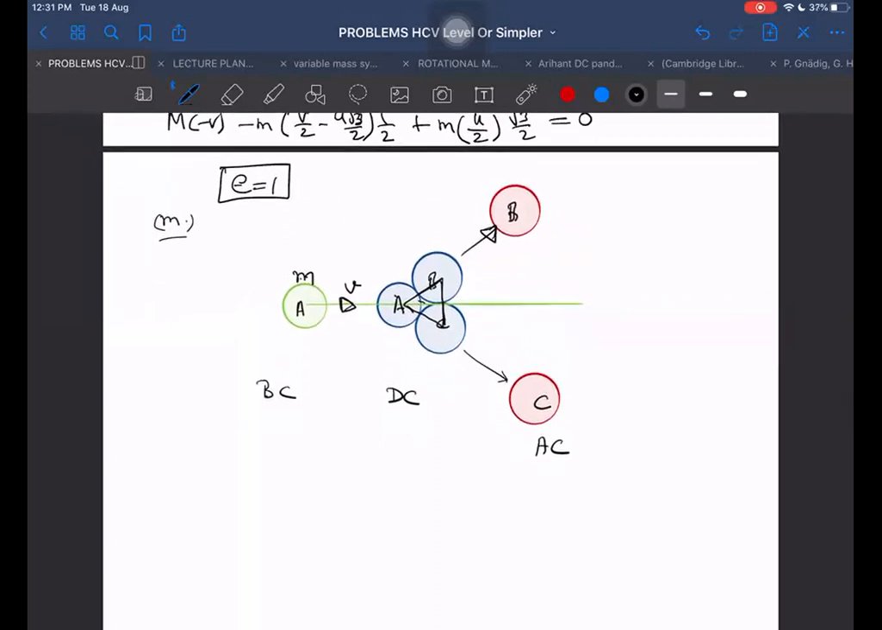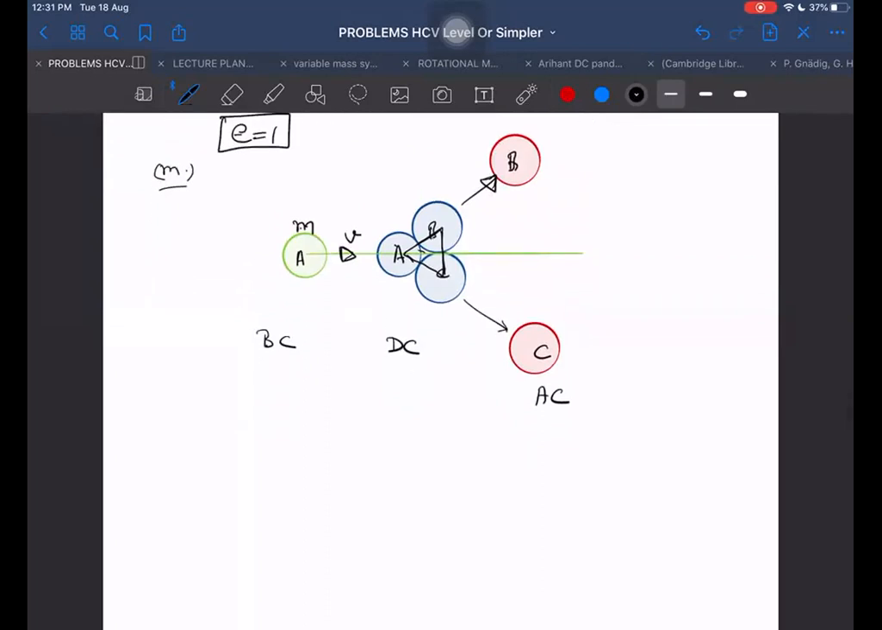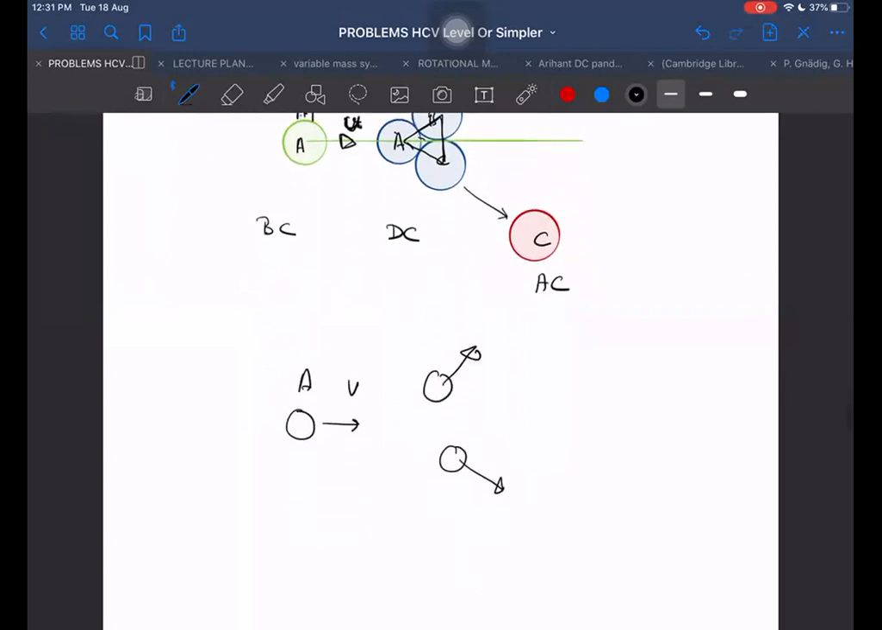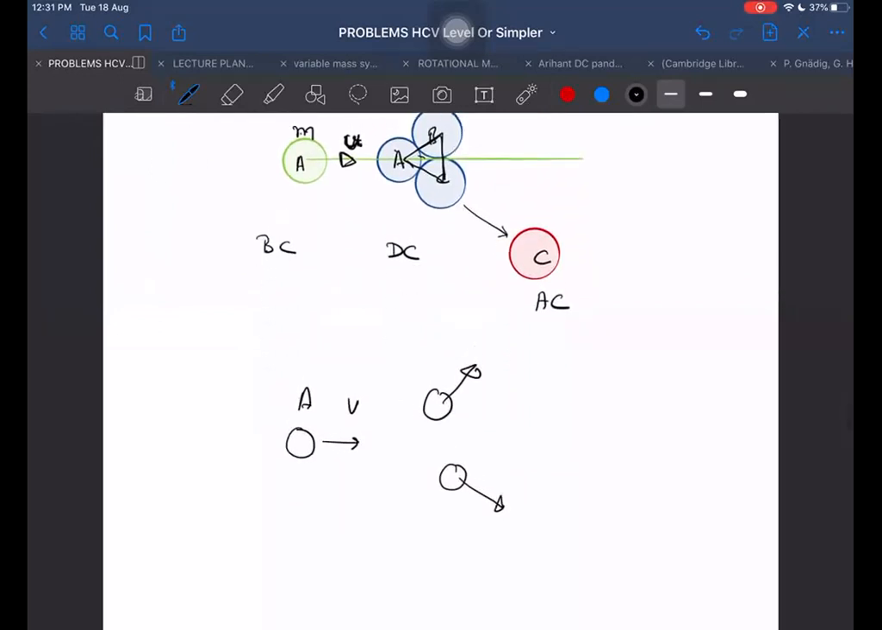Masses are equal and the collision is elastic, but it may still not come to rest because there are two masses with which it is colliding. So after collision, let us say its initial velocity was u, and after collision, its velocity became v. That is A's velocity. And B's velocity, I don't know. C's velocity also, I don't know.